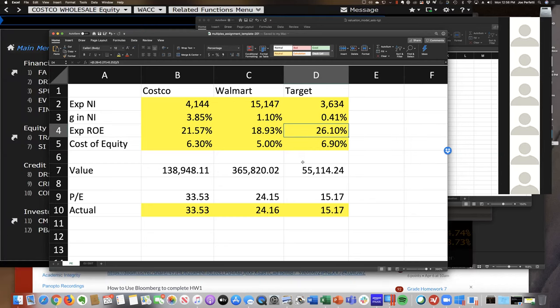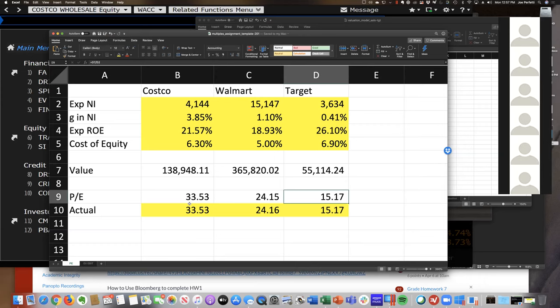All right, so next, analysis. So this is the 250 words of the 500 word write-up. Basically, what you need to do is explain why Costco is trading at a premium or discount to Walmart and Target. Now, a premium means the price is higher than the peer. A discount means the price is lower than a peer.